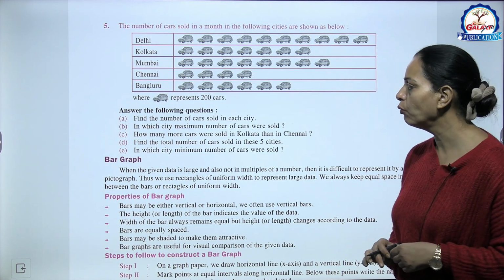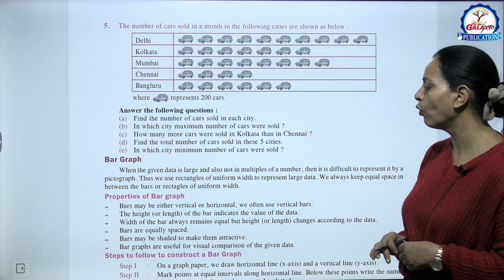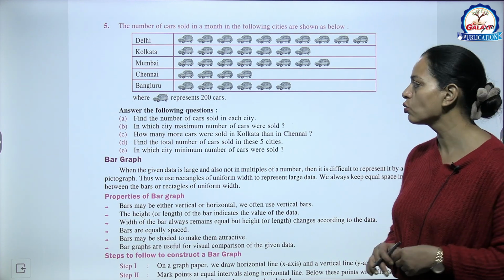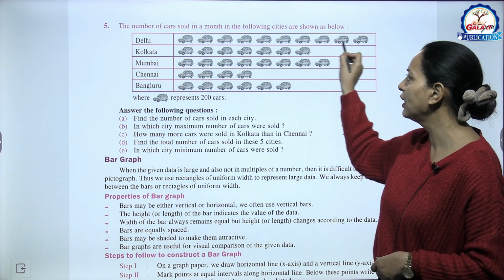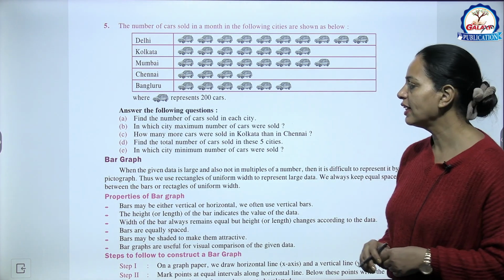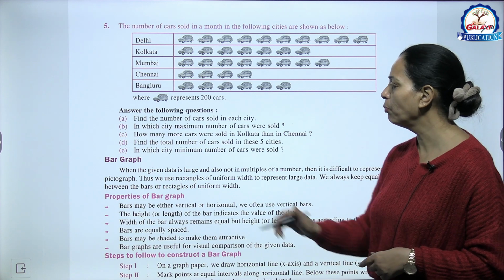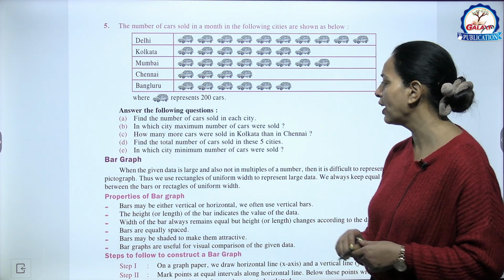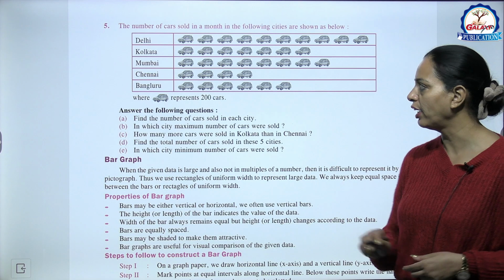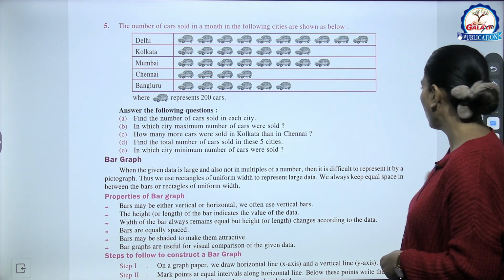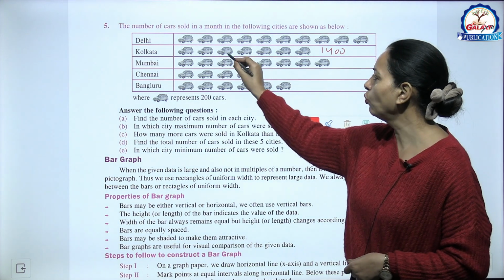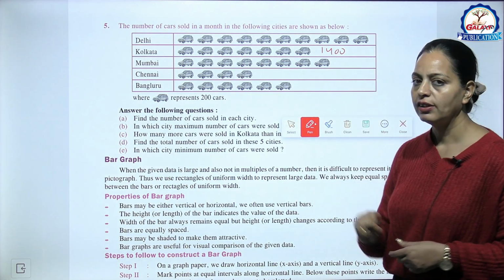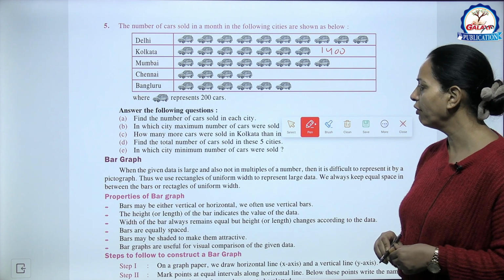Now B part, in which city maximum number of cars were sold? So maximum number of cars were sold in Delhi, right? Then C part, how many more cars were sold in Calcutta than in Chennai? So in Calcutta, how many cars? That is 1400. 1, 2, 3, 4, 5, 6, 7 into 200, 1400.